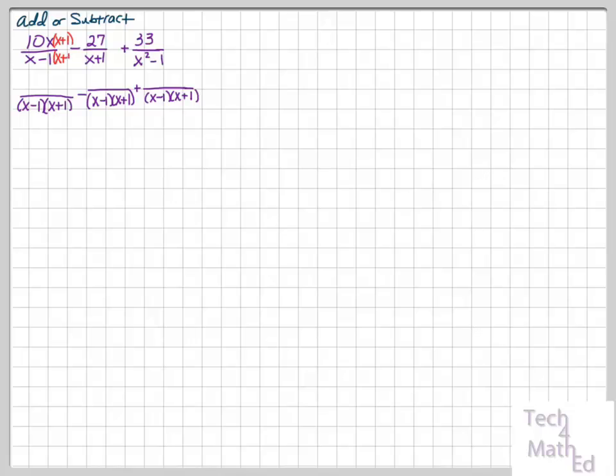Well, the first one's missing x plus 1. So it becomes 10x squared plus 10x. The second one's missing an x minus 1. So it becomes 27x minus 27. Notice I left the subtraction symbol there. The third one isn't missing anything, so it stays the same.